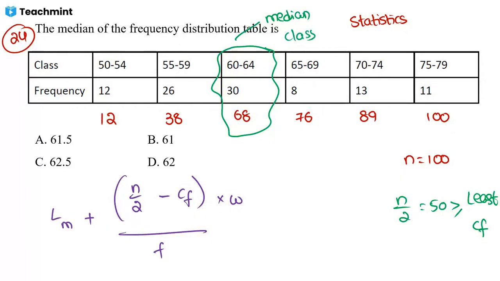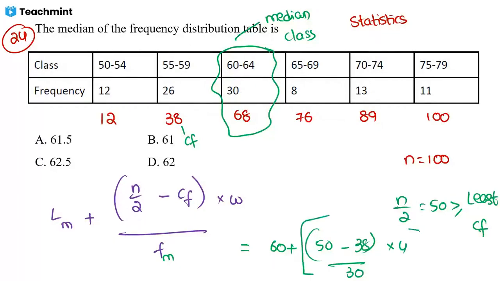Now, has somebody given the answer? Not yet. Waiting for your answer. L is nothing but 60. N by 2 is 50. For cumulative frequency, we have to take the previous class's cumulative frequency, not the current one. F is the current one, which can be taken as FM also. Frequency of the median class is 30. Width is 4.